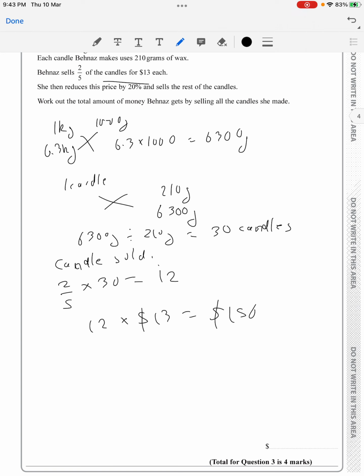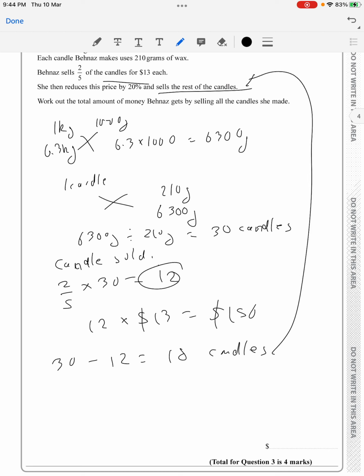Now what does she do with the rest of the candles? She sells the rest of the candles. If 12 are sold, you can do 30 minus 12 to give you 18 candles that she sells. So that's the rest of the candles that are sold. She reduces the $13 by 20%. She reduces the cost of the candles, or the selling price of the candles, by 20%.